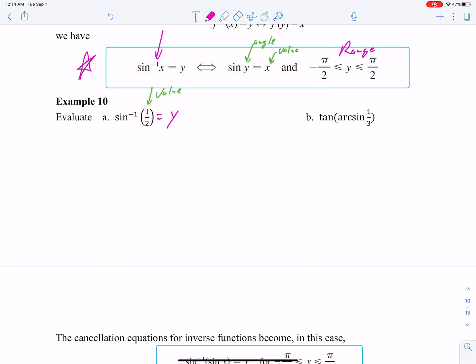And of course the y is the angle. That's extremely, extremely important to know. Okay? All right, so let's do this. This is how we're going to look at these problems. There are other ways to do these problems.